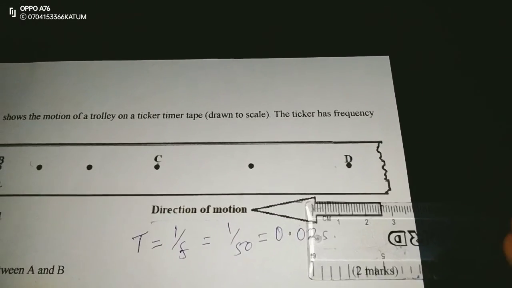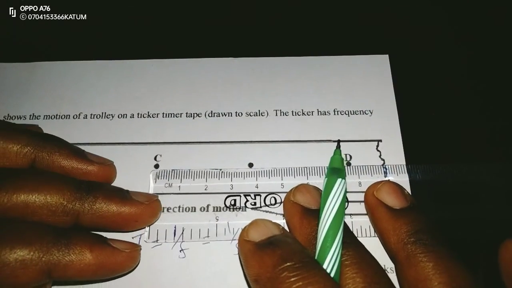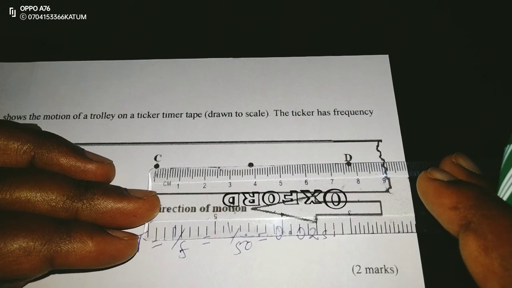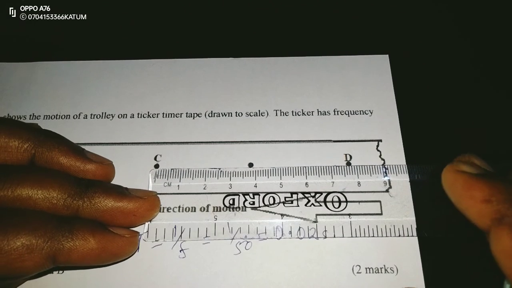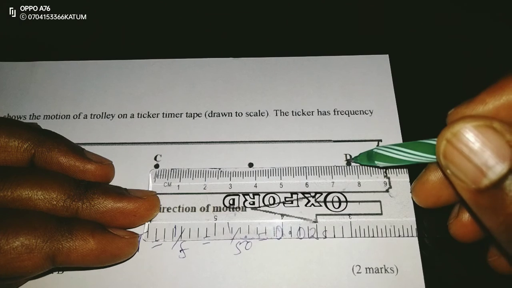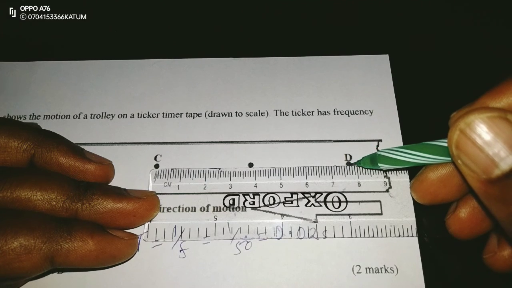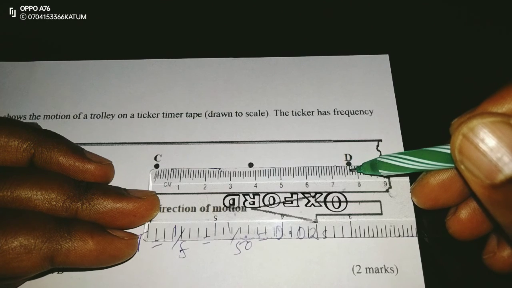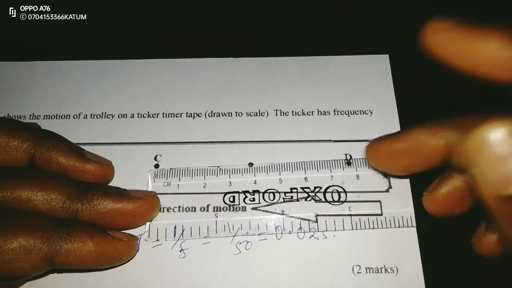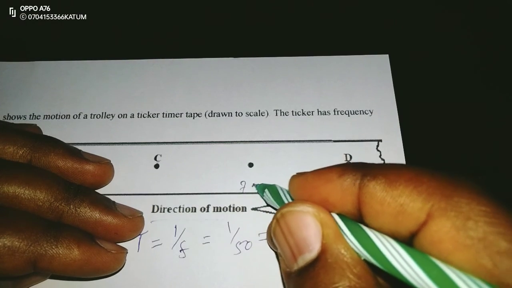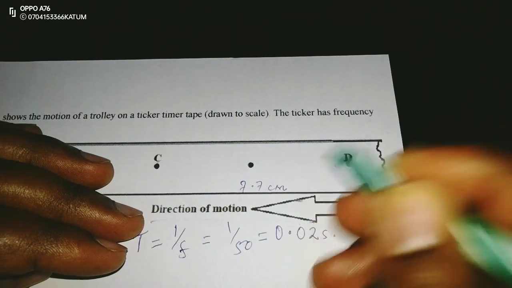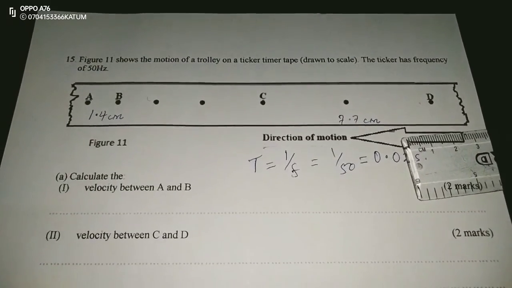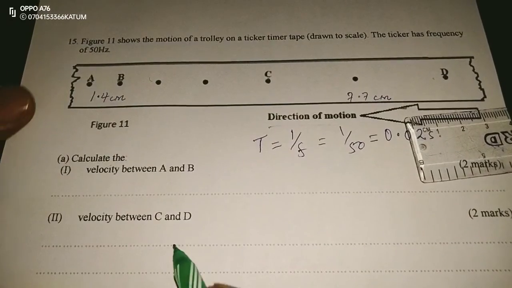D, because we have another region here. Between C and D, we can also determine the distance, and I'm getting exactly 7.7 centimeters. Now we can continue. 7.7 centimeters is the distance between C and D.